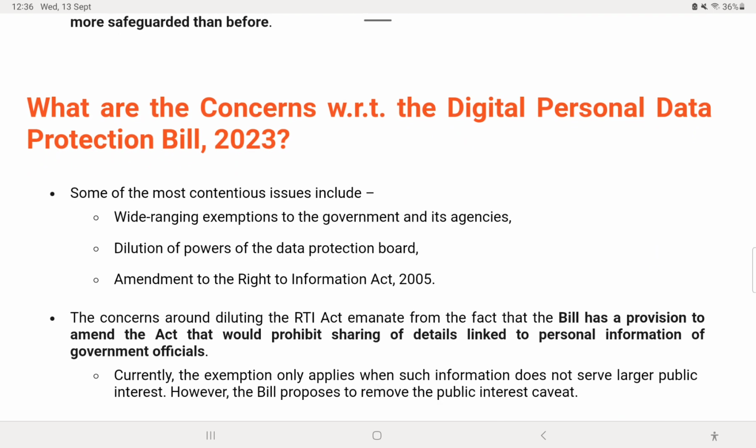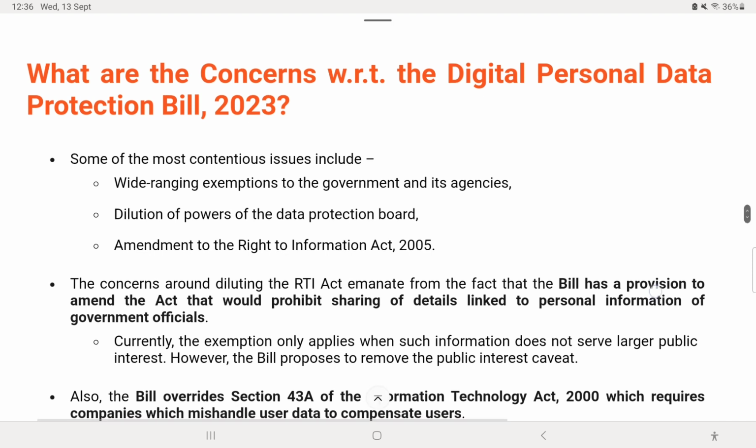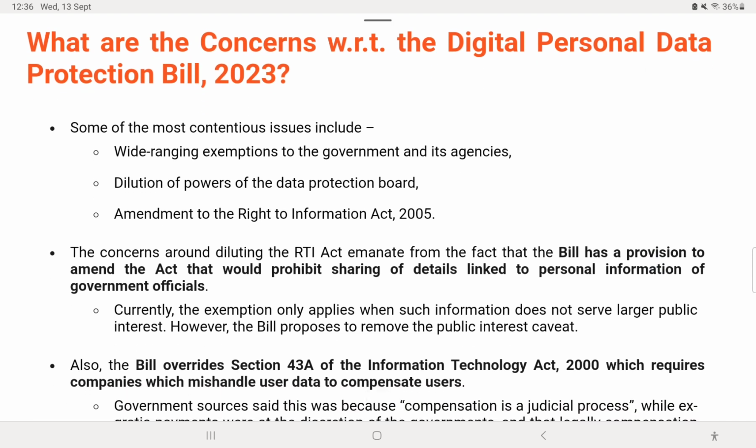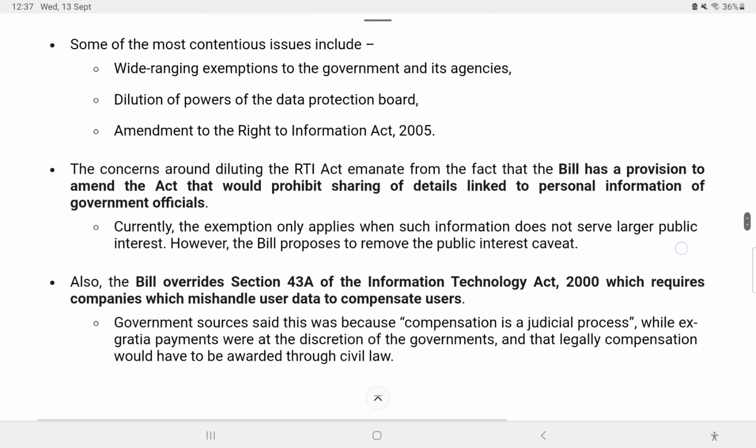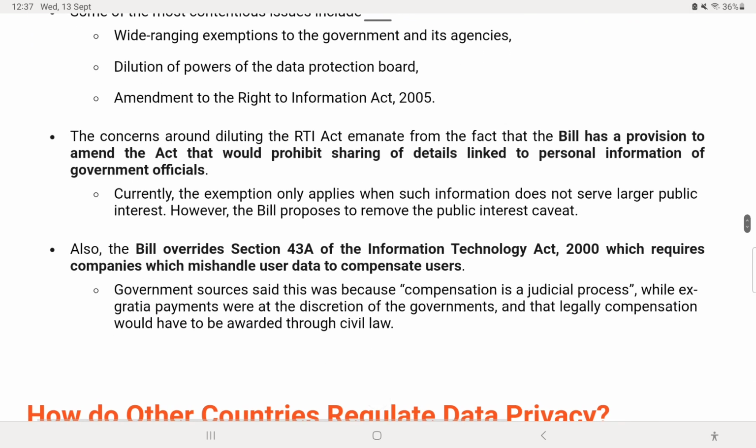The Digital Personal Data Protection Bill 2023. What are the concerns? A wide range of exemptions is given to the government. The government can exempt at any time in the name of public interest, which is very considerable. Also, dilution of the powers of the Data Protection Board, and an amendment of the Right to Information Act 2005, is also to be considered. The RTI Act is amended because of personal information. Under this, personal information should be protected, so that information cannot be given under the right to information, in the event of the right to privacy under personal data protection.